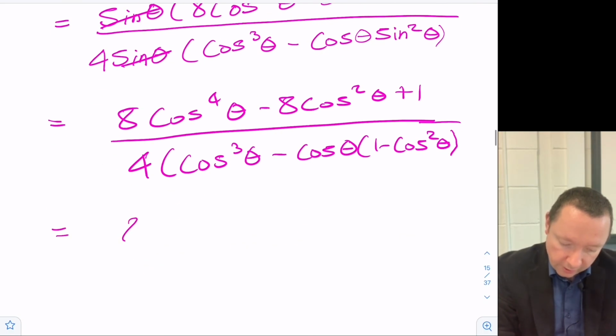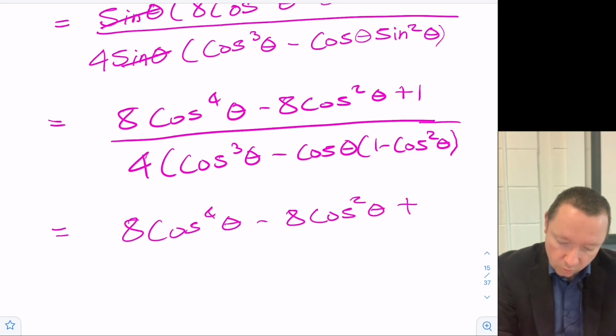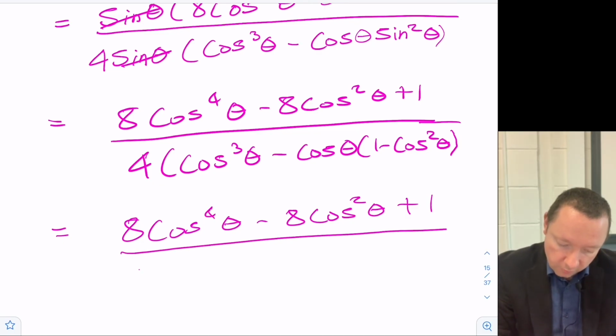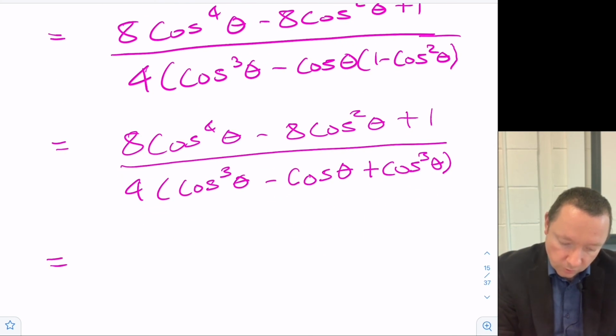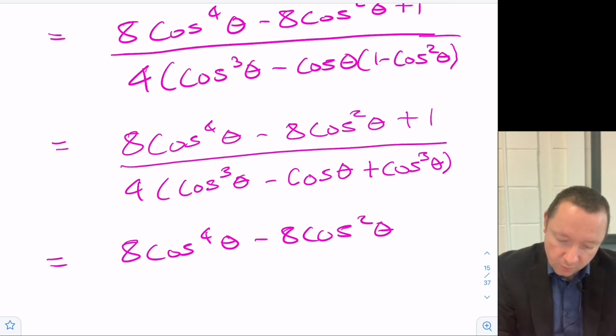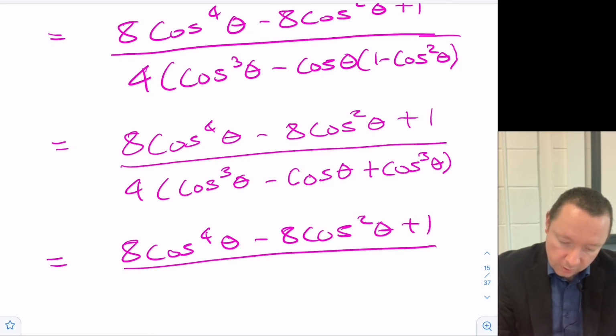And that equals 8 cos 4 theta minus 8 cos squared theta plus 1 over 4 cos cubed theta minus cos theta plus cos cubed theta, which equals 8 cos to the power of 4 theta minus 8 cos squared theta plus 1 over 8 cos cubed theta minus 4 cos theta.